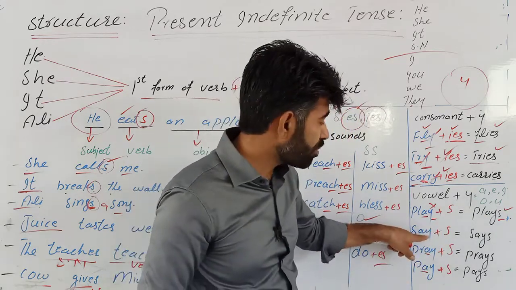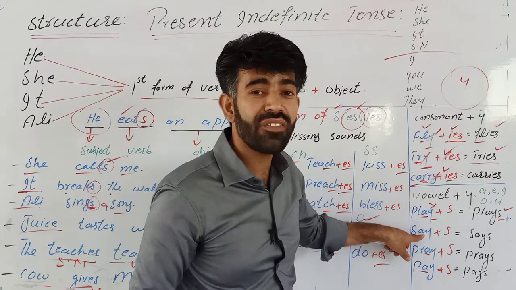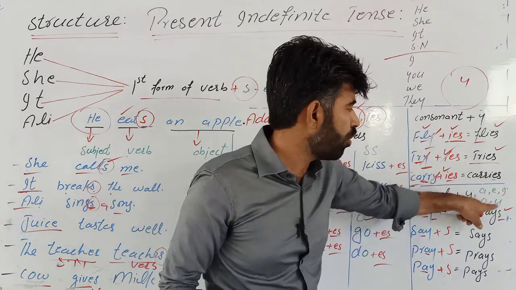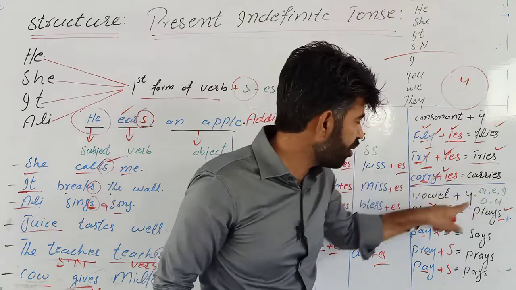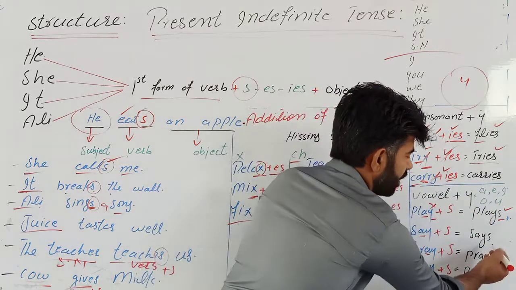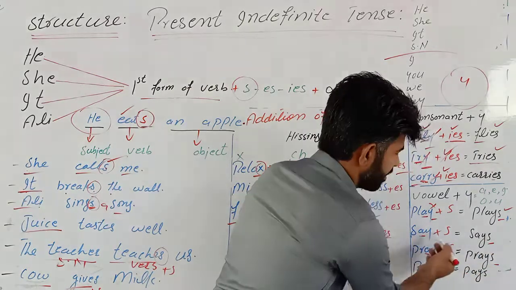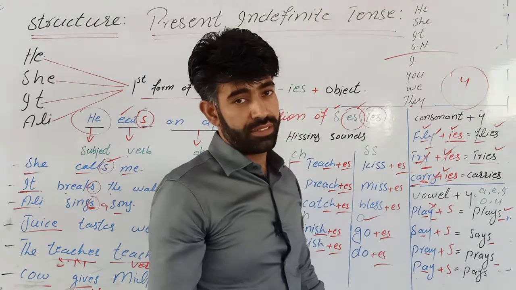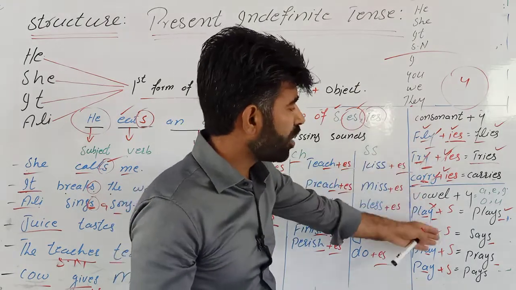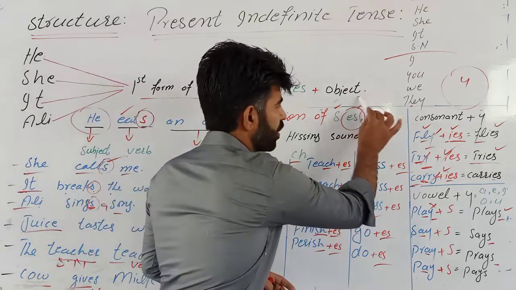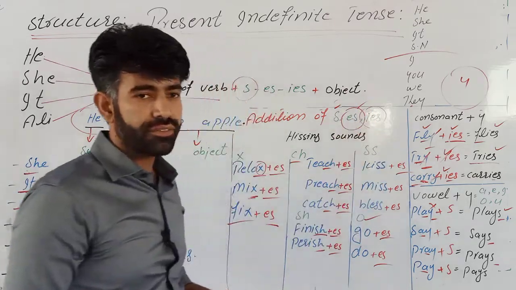Why? Because before this y we do not have consonant sound. We have a vowel. It may be a, e, i, o, u. If you will have any of these before this y, what do you have to do? You simply need to add s, like say, says, pray, prays, and pays. This is how we have to add s, es, or ies. I hope you understand this part.